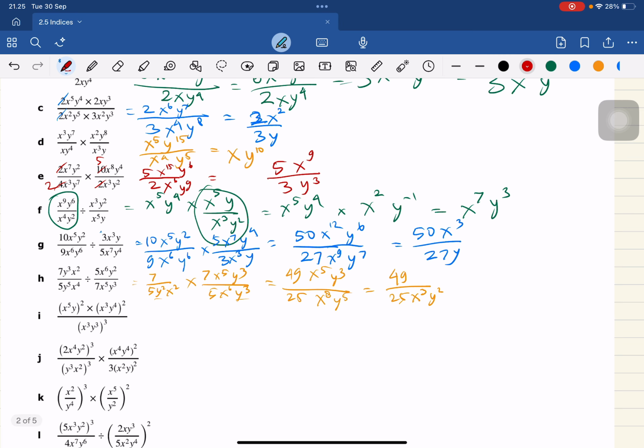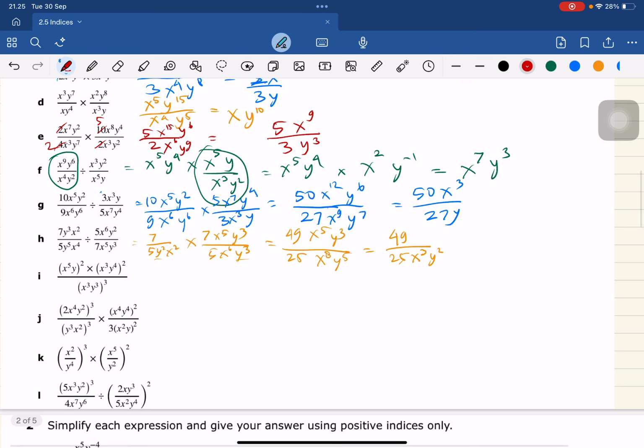Next for the I. Okay, raise power. So this will be x power of 10, then y power of 2 multiplied by x power of 6 and then y power of 4 times 2, 8. We divided by x power of 3, raised again by power of 3 is going to be power of 9, and then y also power of 9.